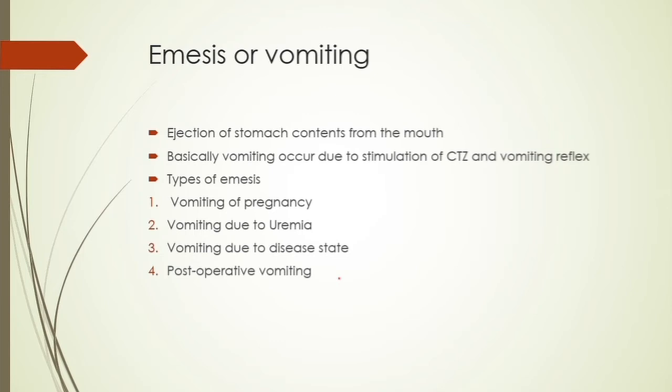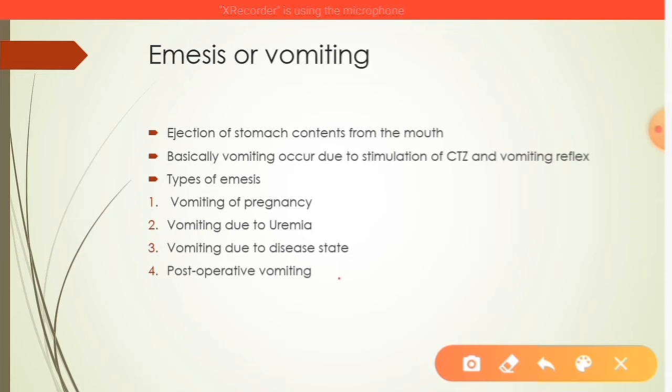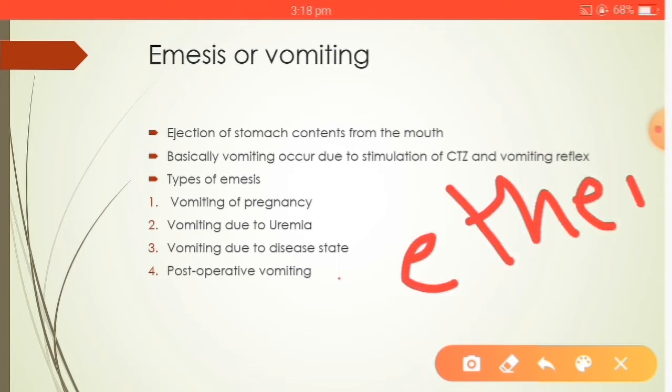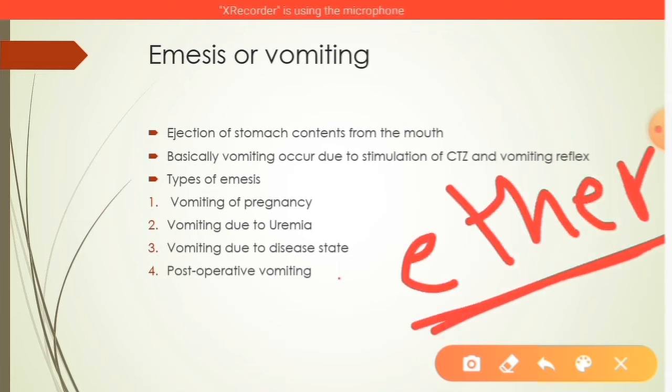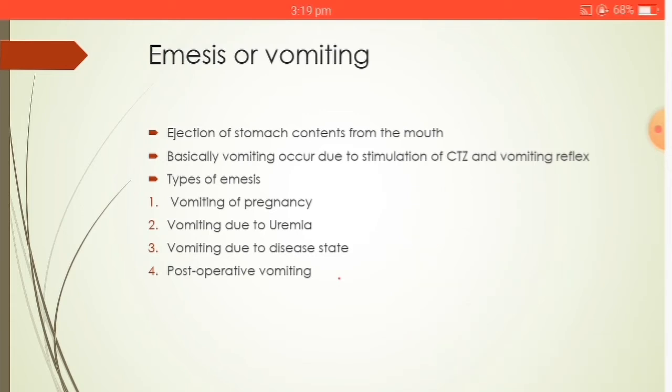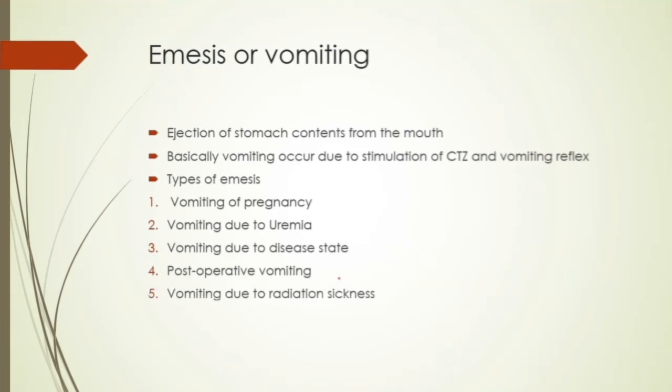So the next type is post-operative vomiting. As the name indicates, post-operative vomiting is vomiting after surgery. And this type of vomiting can occur due to general anesthetics, like for example ether, which is a very irritating general anesthetic. Almost all the general anesthetics are very irritating, and they can cause the vomiting reflex, which can start vomiting. The next type of vomiting is vomiting due to radiation sickness.